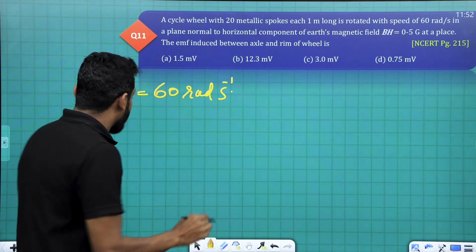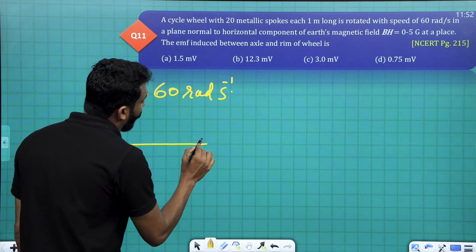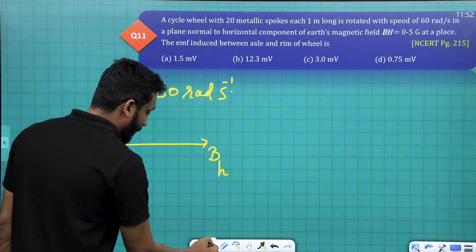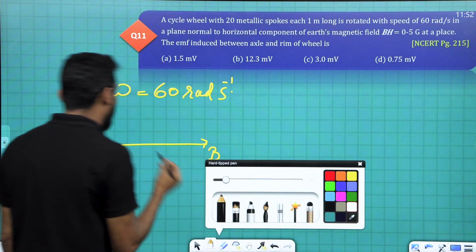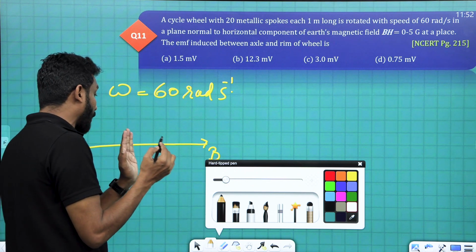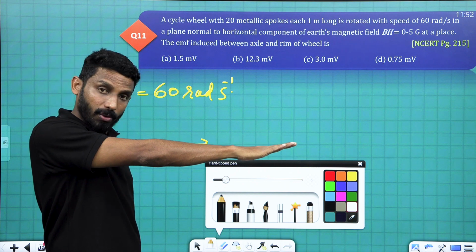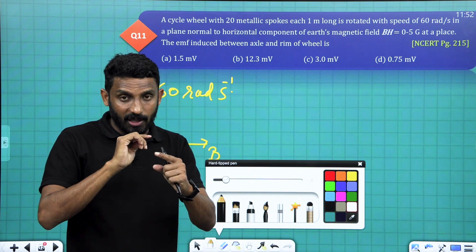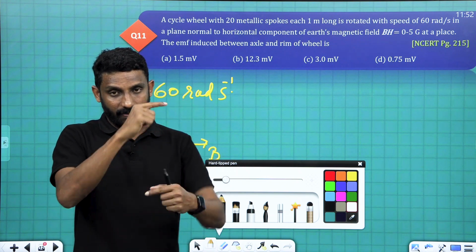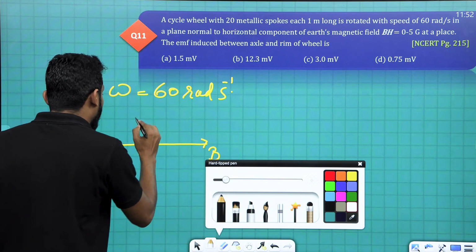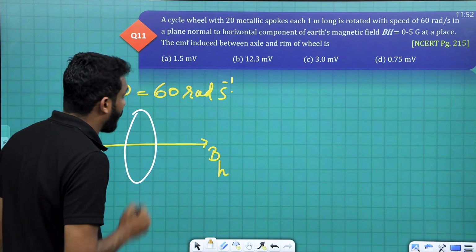Suppose the horizontal component of Earth's magnetic field is directed in this direction. Then the cycle wheel is rotating in a plane perpendicular to this one. The horizontal component is directed in this direction, and the cycle wheel is rotating in this plane, which is perpendicular to this. So the cycle wheel is rotated in this plane.